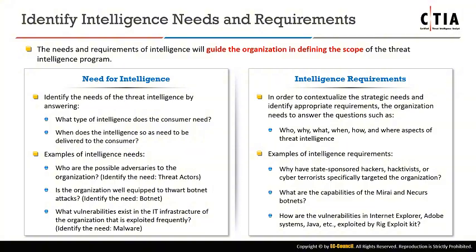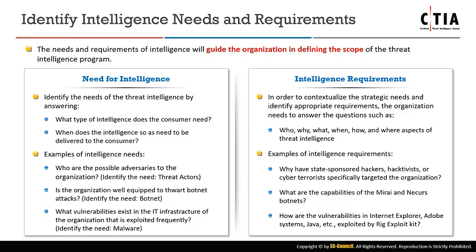So let's look at some examples of intelligence needs. Number one, who are the possible adversaries of the organization? Who are the actors? So if you are in an organization, let's say that you work for one of the major credit card processors, well, we have some pretty good ideas of what type of information people are going to be after. And with that in mind, we can get some pretty good ideas of the threat actors that might be looking for that information.